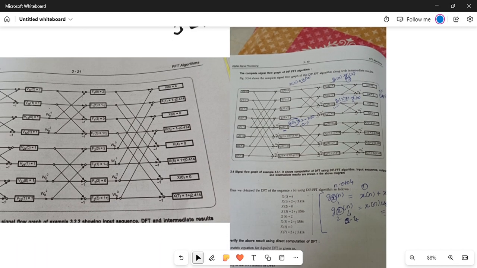And the next thing what I can say is that splitting operation is done on time domain and frequency domain, right? DIT stands for decimation in time.